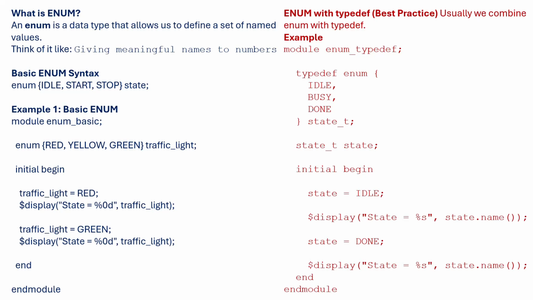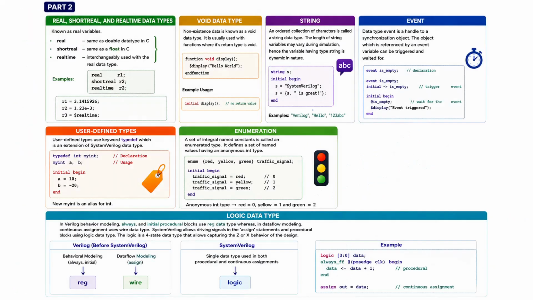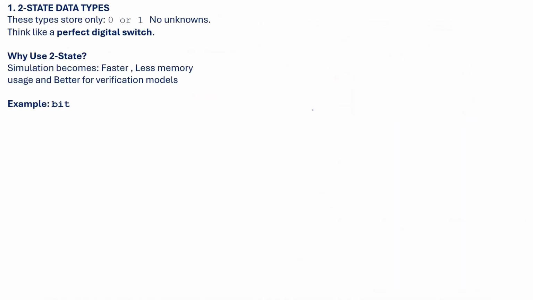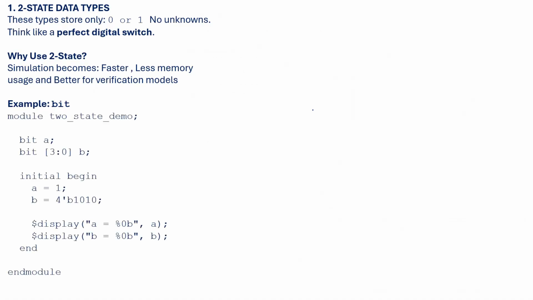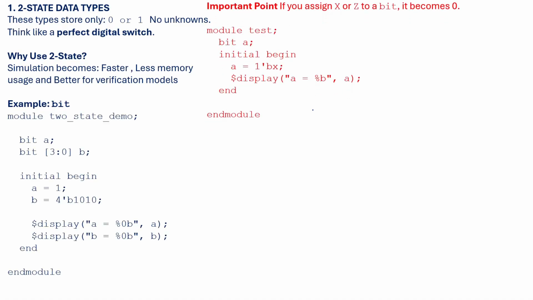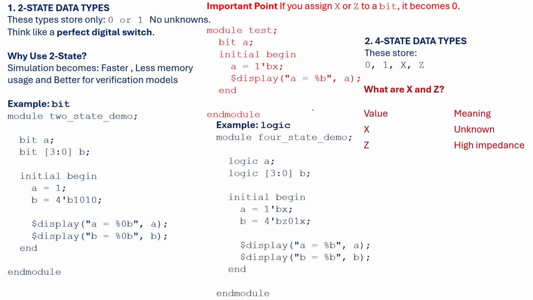Like yesterday, we discussed all these things related to data types: two-state data types and four-state data types. Two-state data types have bits, and we discussed how we assign unknown values to bits. Bits will not take the unknown value; it will be stored as zeros only. And for four-state data types, we have logic.